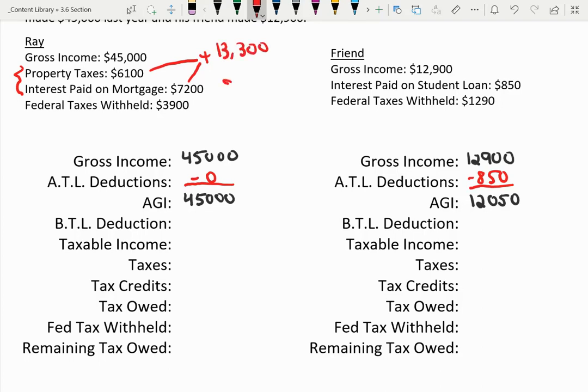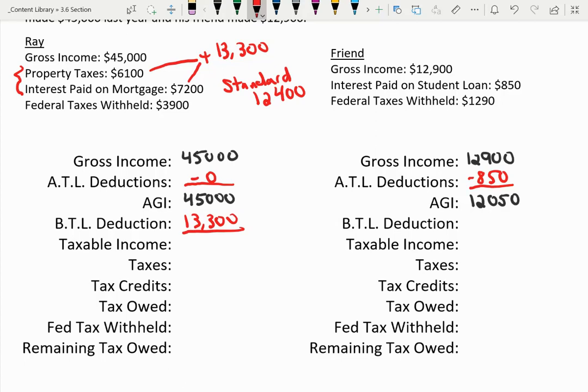Now, the standard deduction is just a given amount. It could change from time to time. That's going to be 12,400. Now, because all the things that Ray itemized were greater than the standard deduction of 12,400, he's going to want to go with an itemized deduction. So he's going to subtract 13,300. And that's going to give him his taxable income.